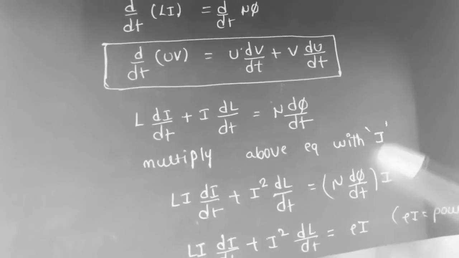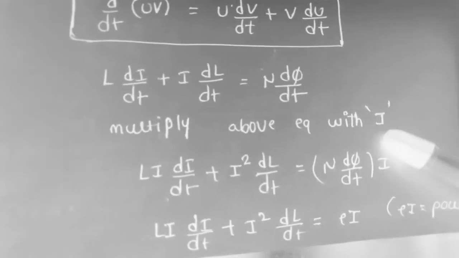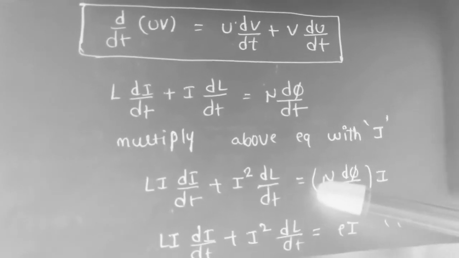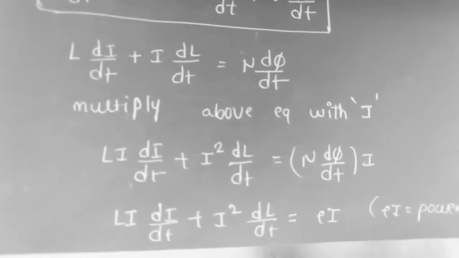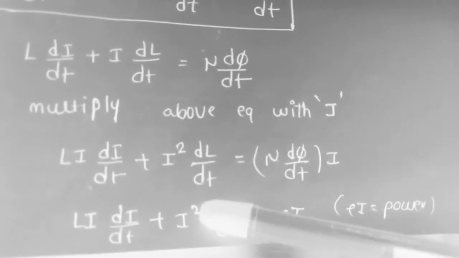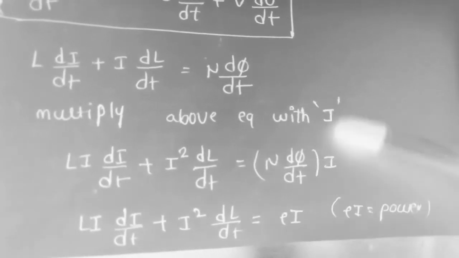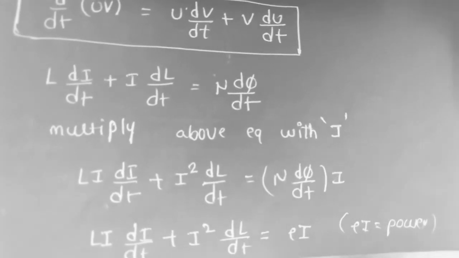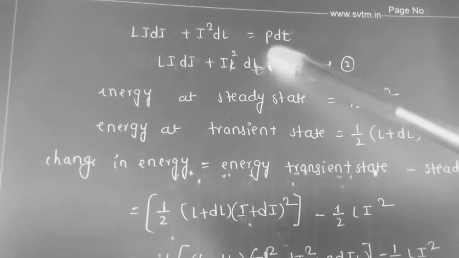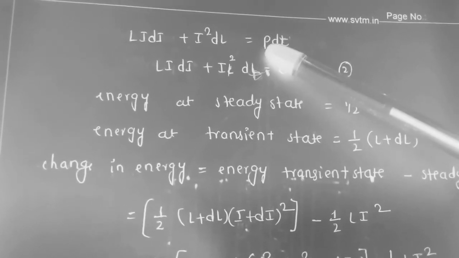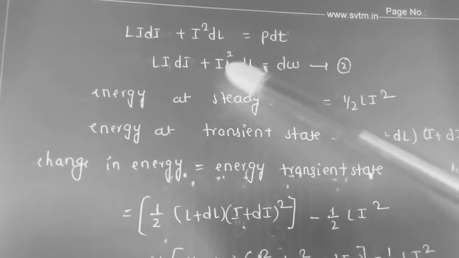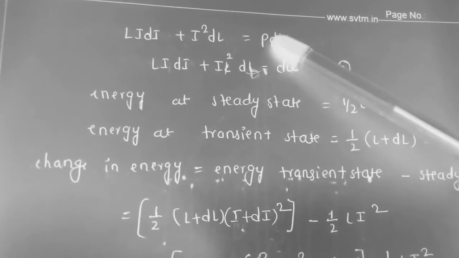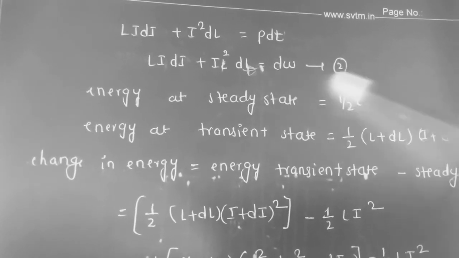Multiplying the above equation by i on both sides, we get L i di by dt plus i square dL by dt equals N d phi by dt into i. This is the EMF generated according to Faraday's law, so it equals e i, and e i is known as power. After that we replace it: L i di plus i square dL equals P dt, which is the differential work done. Power into time gives energy, that is dW. Make it equation 2.